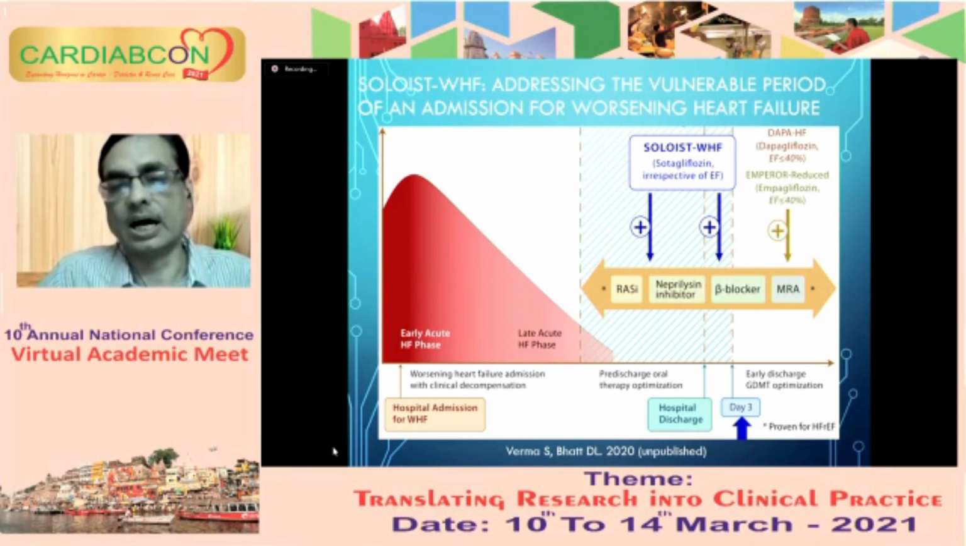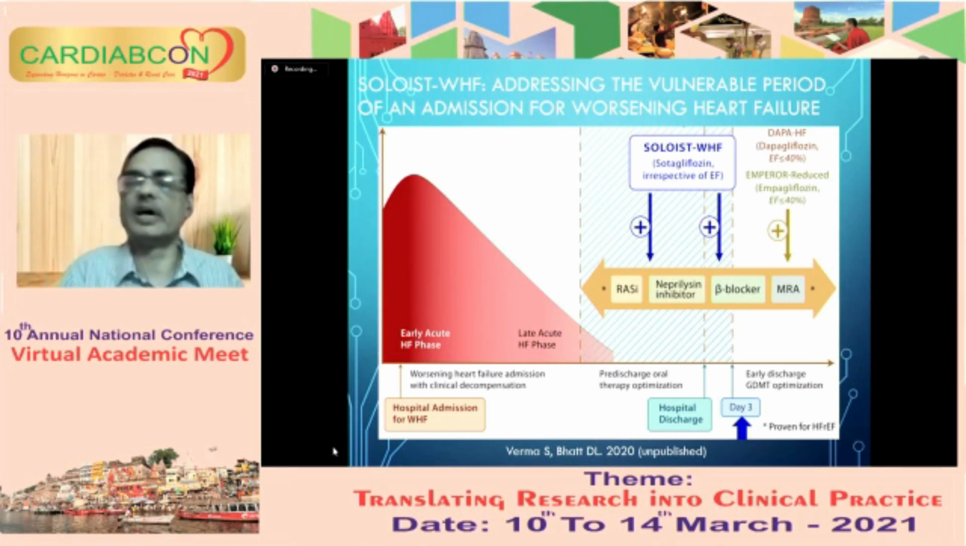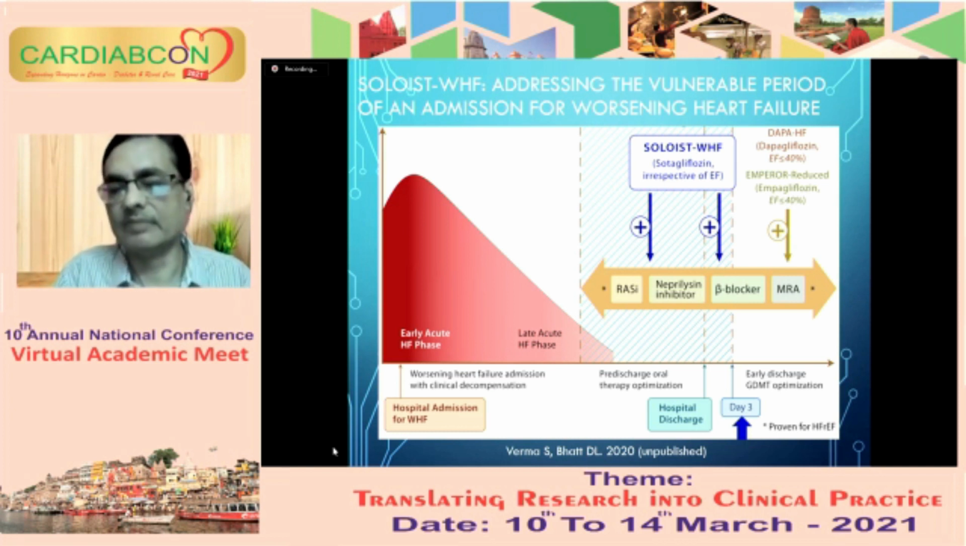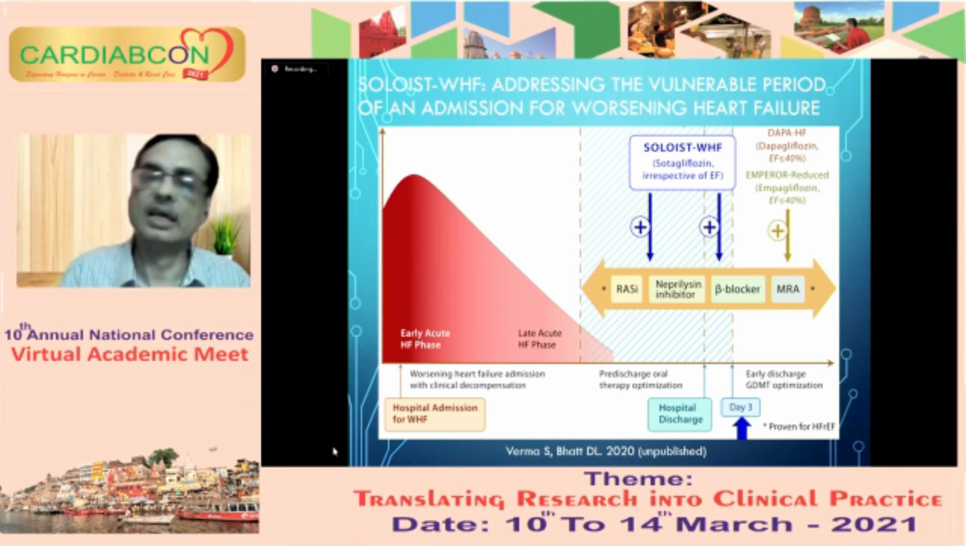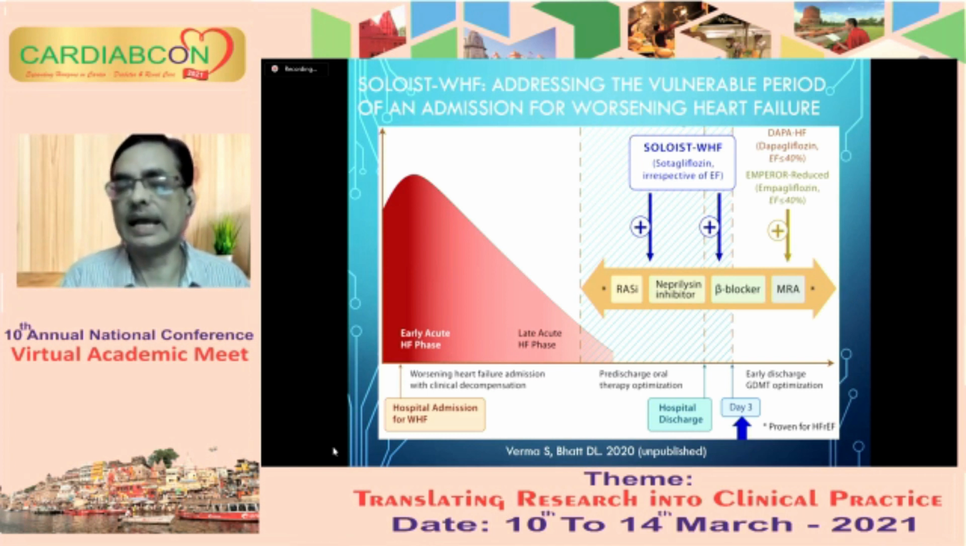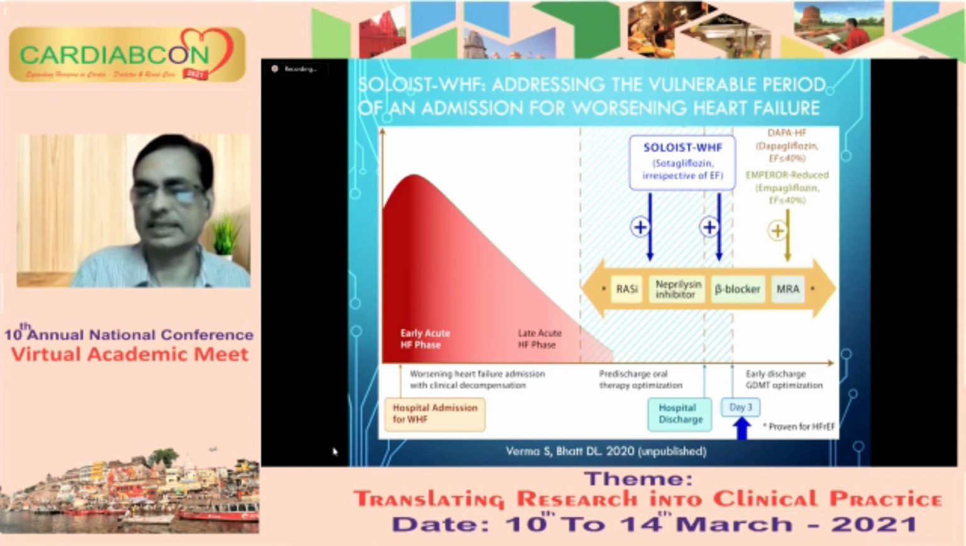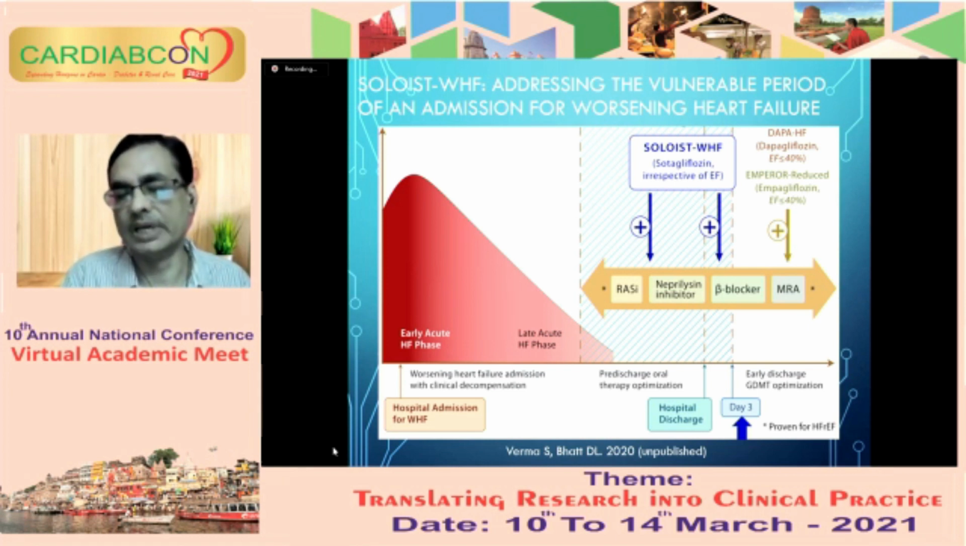So we always knew about DAPA-HF and EMPEROR-Reduced, that they definitely give us an idea about reduction in heart failure hospitalization, or reduction in the incidence of recurrent heart failure. But now, with this SOLOIST-WHF trial, we are sure that they can be given as early as in the hospitalized stage and within a few days of hospital discharge.